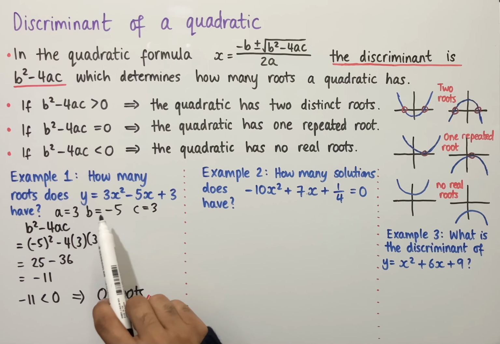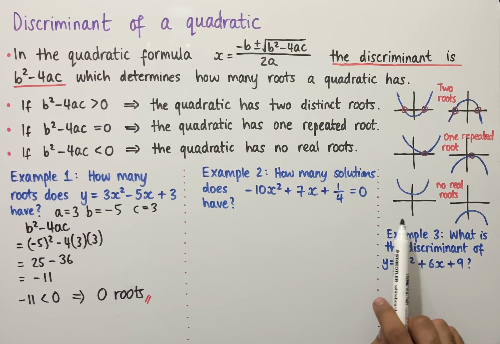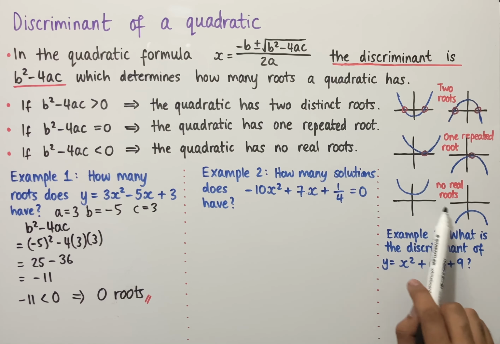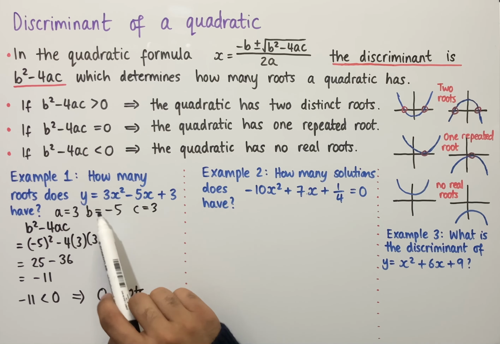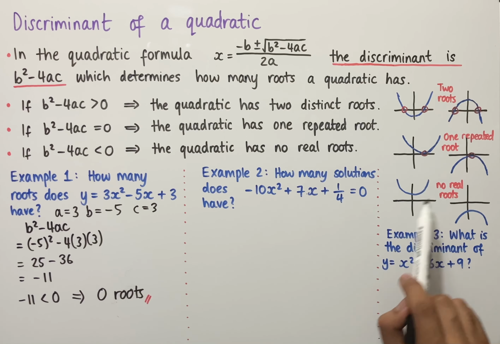Since this quadratic has 0 roots, then the graph of the quadratic would not cross the horizontal axis at any point. And so it would look similar to one of these graphs. In this case, the coefficient of the squared term is positive, which is 3, so it would be a U-shaped graph that doesn't cross the horizontal axis.